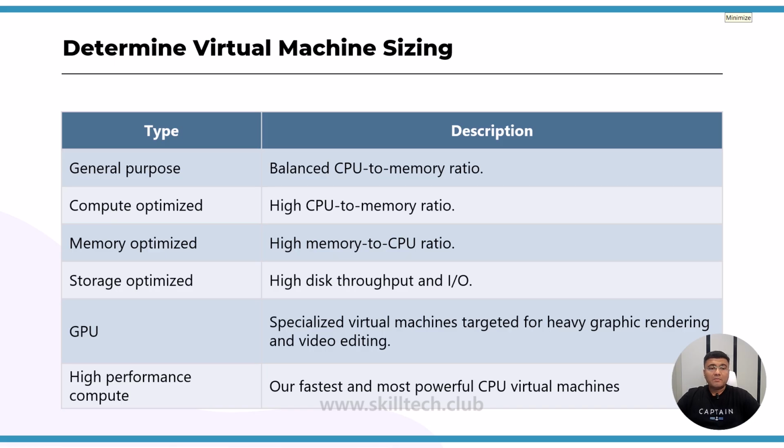You can go with a memory optimized or compute optimized kind of virtual machine if you are looking for a high compute to memory ratio or memory to compute ratio. Or maybe you are creating a virtual machine for some storage configurations, then you can go with storage optimized also. There are certain virtual machine types which provide GPU accelerated virtual machines, or maybe you're focusing on high performance computing, then you can go with that.